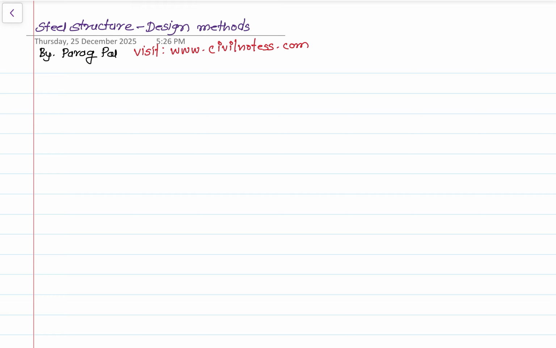Guys, in this lecture, I am going to explain what the design methods are that we are going to use in the steel structure numericals, how they are categorized, and what the very important factors are that you need to refer to while designing the steel structure. Okay, so without wasting time, let's get started.